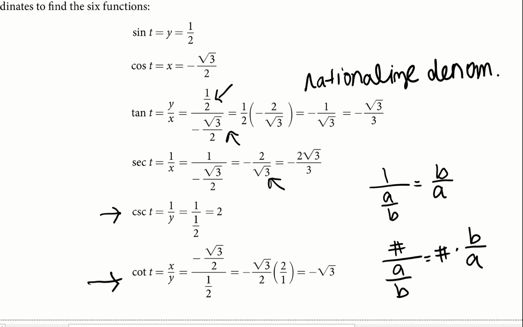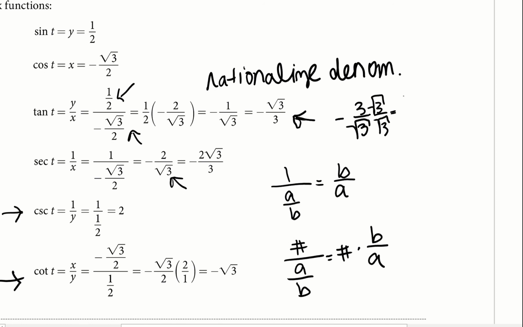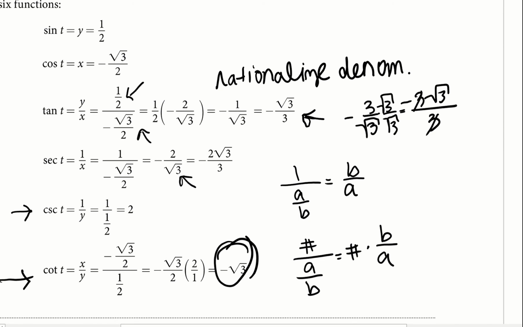So notice cotangent is the reciprocal of tangent. So that means that if I flipped tangent, I would get negative 3 over root 3. And after I rationalize, that's going to be 3 root 3. And then root 3 times root 3 is 3. So we're going to cancel. It's going to be negative, and you get negative root 3. So it is just the reciprocal of the tangent.